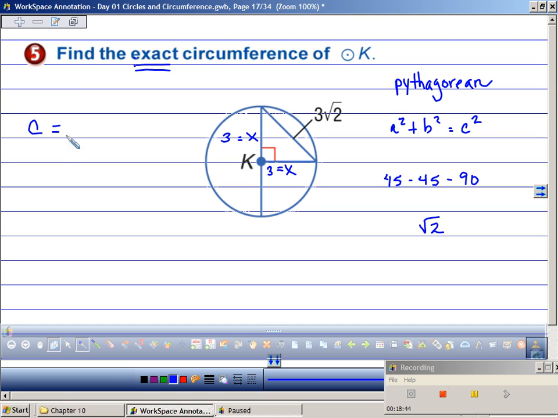Let's find the circumference. Circumference equals pi times diameter. Circumference equals pi times, not 3, but 6. Isn't 3 plus 3 6? Well, across it would be 6. That's my answer. Why is 6 pi my answer? Because it needs to be exact.